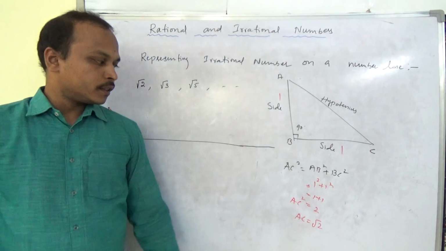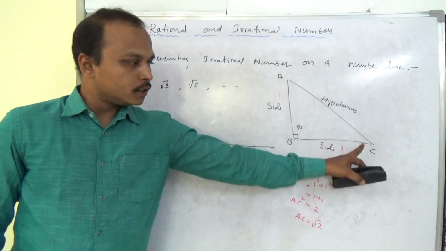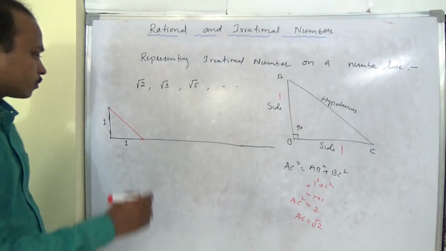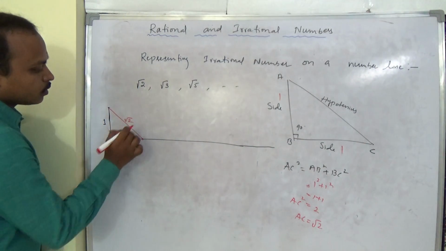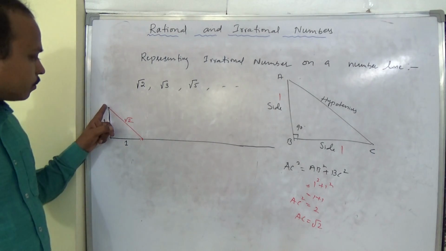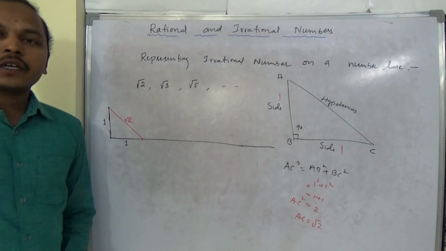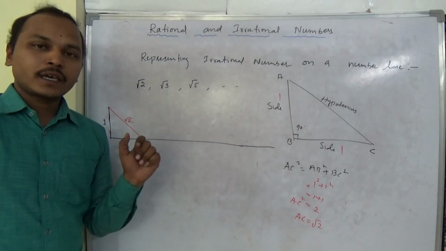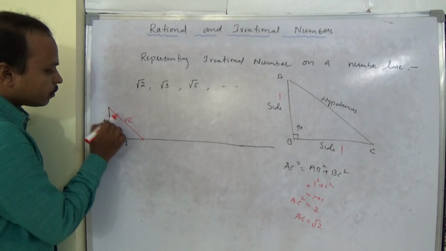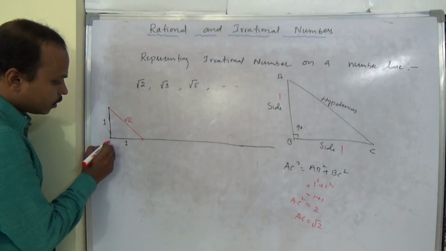Apply square root on both sides. So this length is root 2. So this is the square root of 2, the distance from top to here is root 2. Now what should we take? We need to take a compass or scale. We have to measure the distance from here to here, and this is 0.